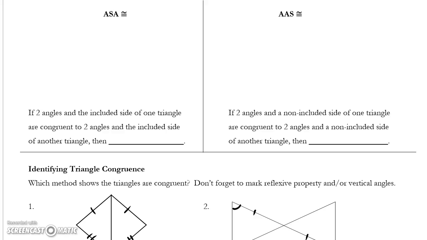Okay, the next two congruence postulates are ASA congruence and AAS congruence. That is angle-side-angle, or angle-angle-side congruence. The major difference there is where your side is located.